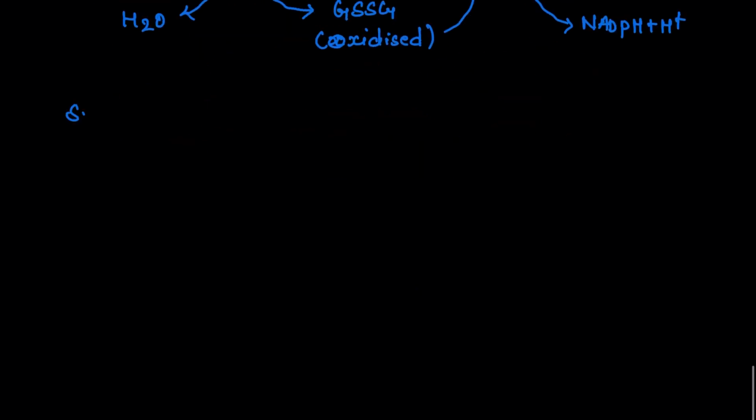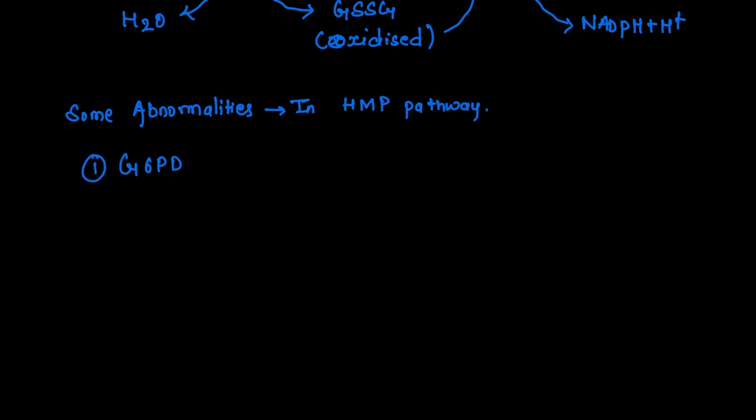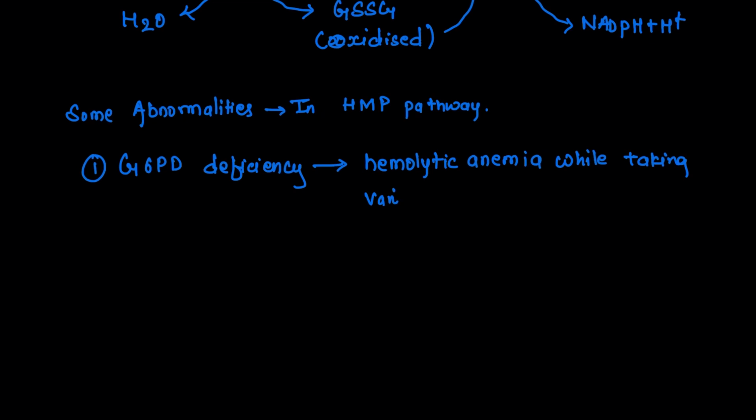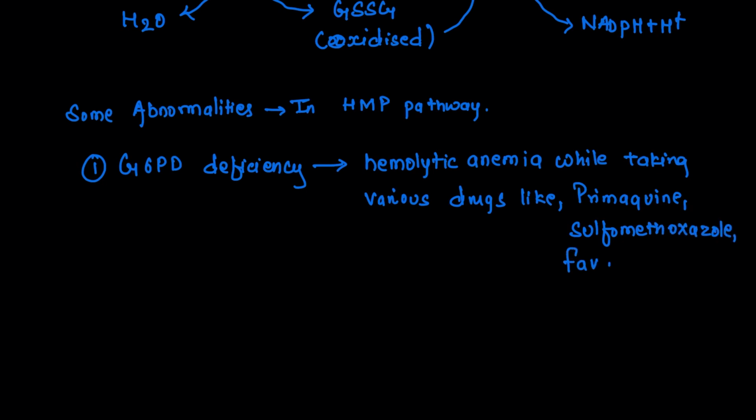Now let's talk about some abnormalities that take place in the HMP pathway. First of all, there can be G6PD, glucose 6-phosphate dehydrogenase deficiency. This deficiency will lead to hemolytic anemia while taking various drugs like primaquine, which is used in malaria, then sulfamethoxazole, which is a sulfonamide, and also while eating fava beans, this leads to favism, FAVISM, favism in jaundice.